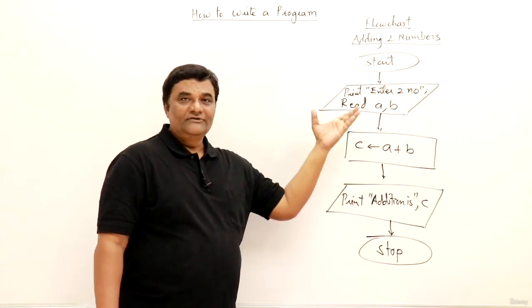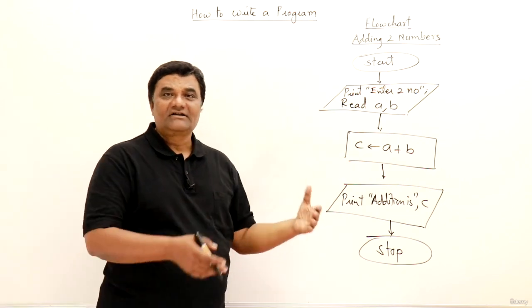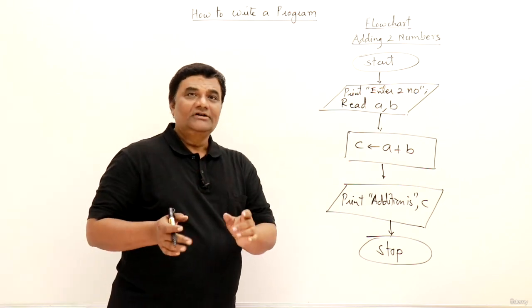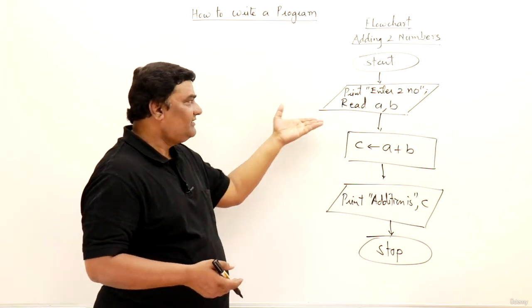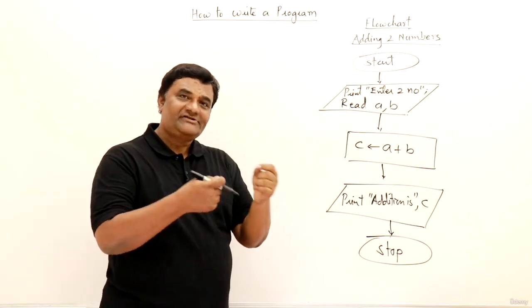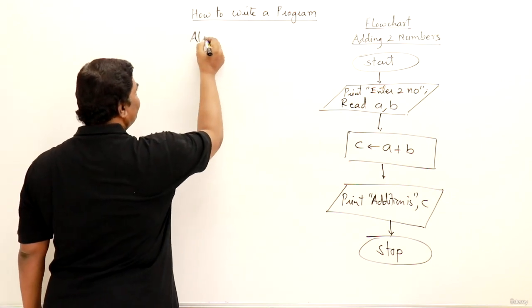This is how the flow chart for adding two numbers. Now same thing, I will write it as an algorithm using pseudocode. So what is pseudocode? This is pseudocode. This is not a C language code. So let us write an algorithm for adding two numbers.